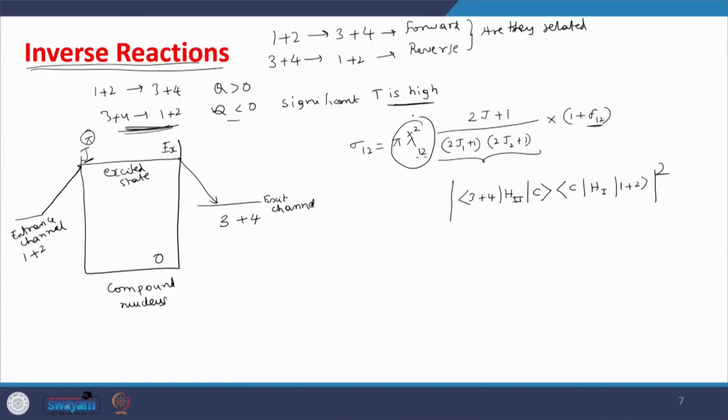Let me start from the first term in this equation. So, what is this pi lambda squared? See, when you imagine the cross section, you know the geometrical cross section.